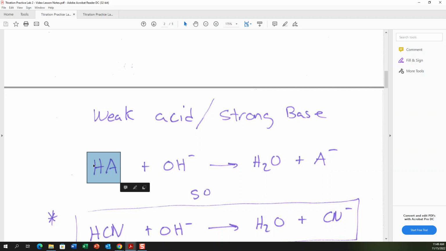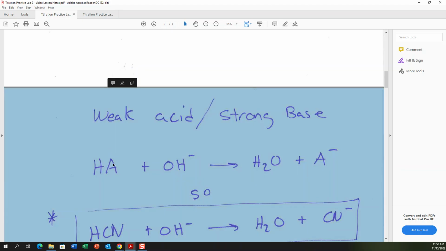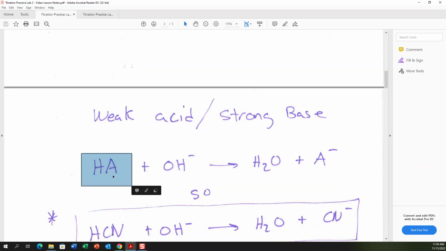So if this is H plus, then A is A minus, but when they're together, just like an ionic compound, we don't write the charge. And now because it's weak, we don't dissociate it in our equation. So I keep this as HA.